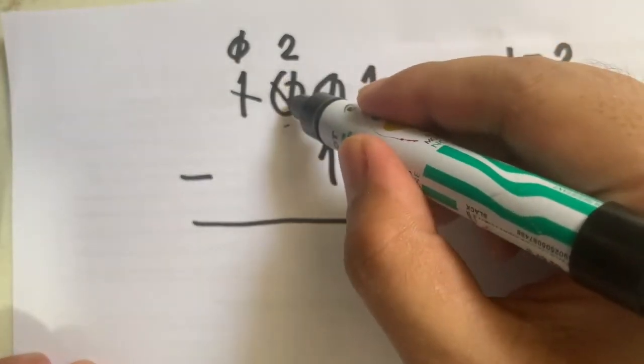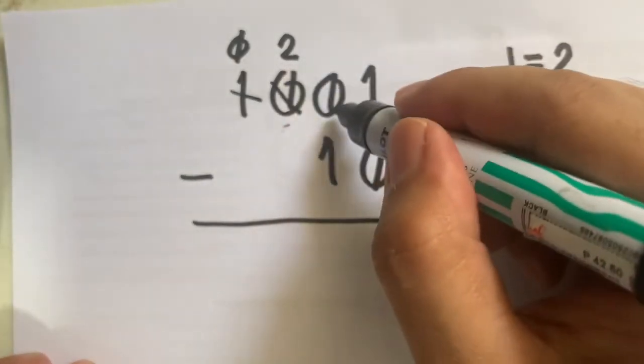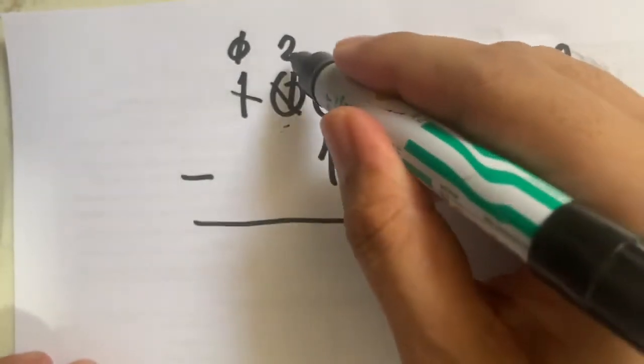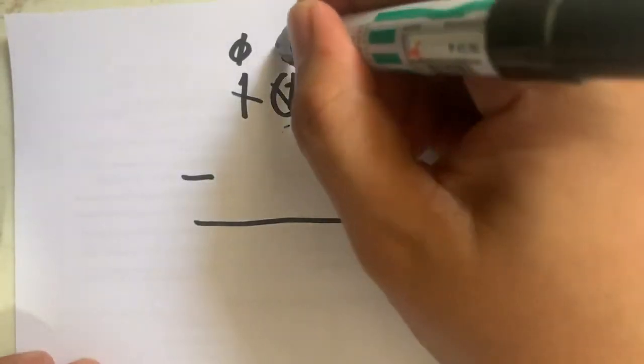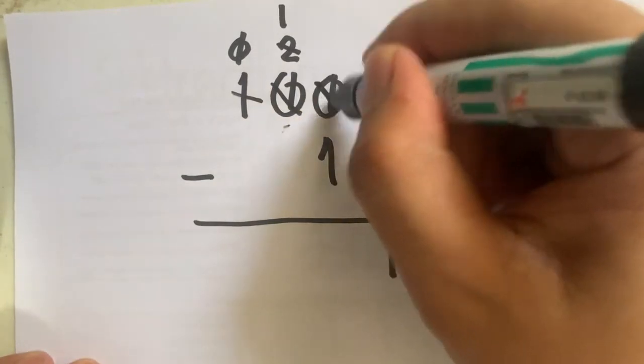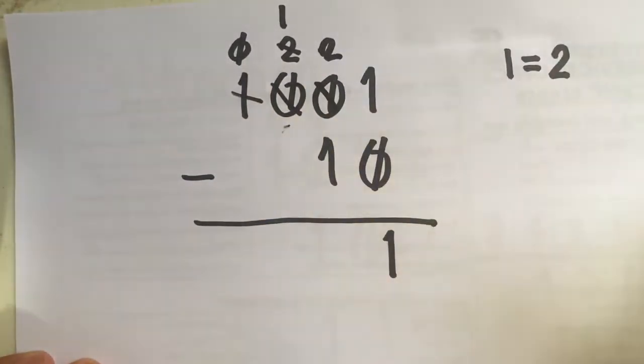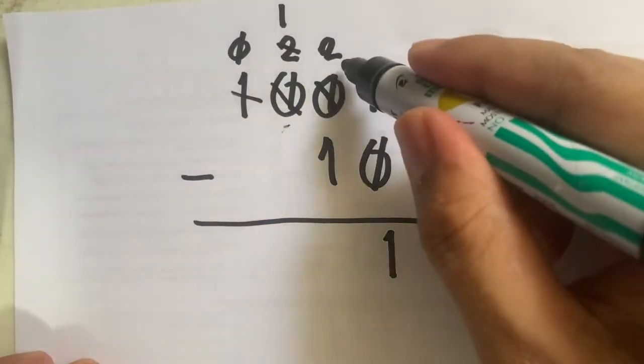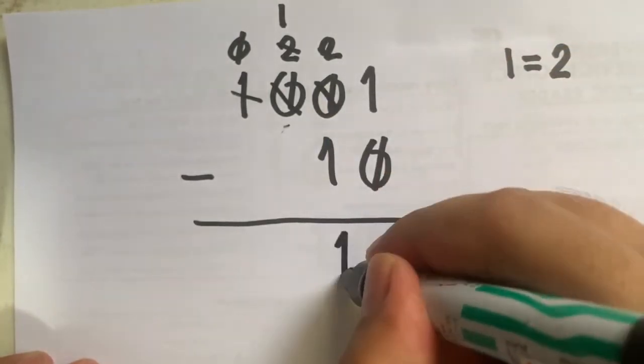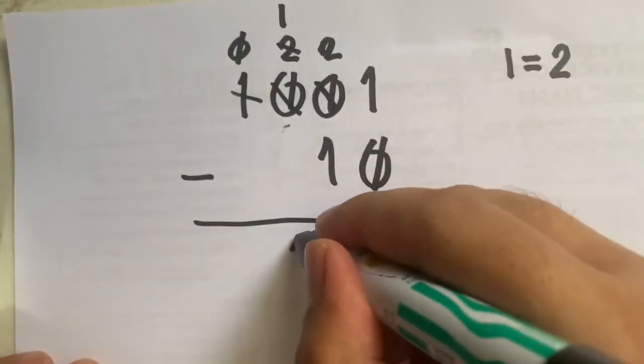So 0 here now becomes 2. So 0 now can borrow 1 from 2. So 2 will become 1 and 0 will become 2. Okay. So then proceed. 2 minus 1 is 1. And then we have to bring down 1.